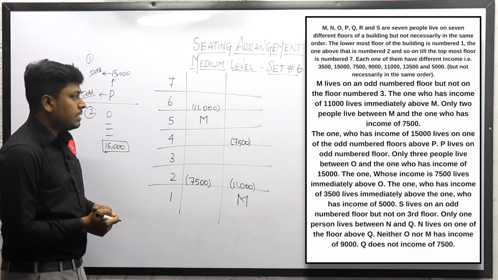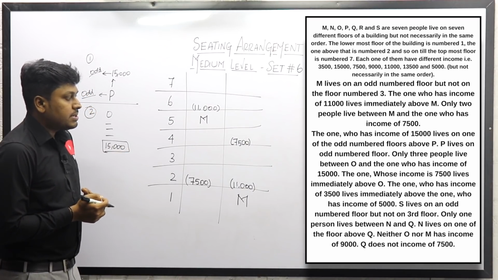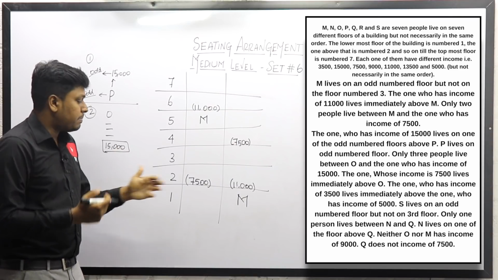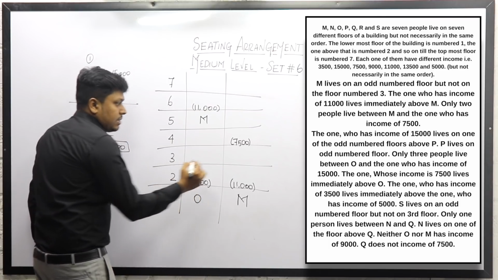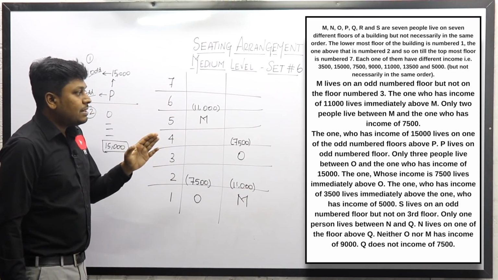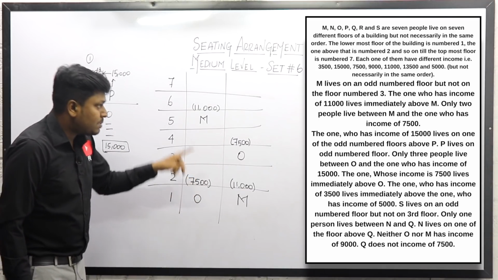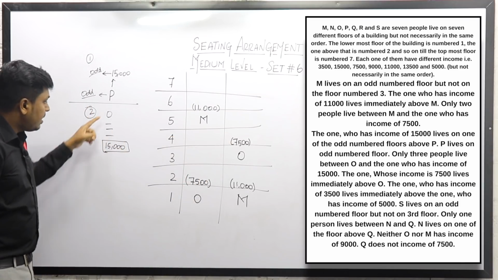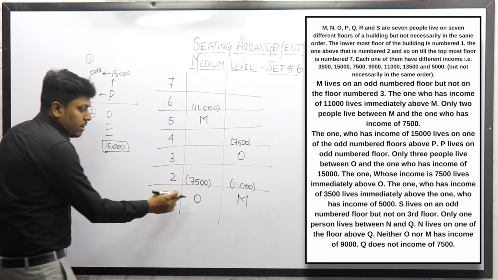The one whose income is 7,500 lives immediately above O. So immediately above O is the person who is getting a salary of 7,500. So surely we can fix O here, and similarly I can fix O here. Understood, friends? According to that point, we already fixed the person who has an income of 7,500, and this person lives immediately above O. So immediately above O we fixed it. And also we know that between O and the person whose salary is 15,000 there is a gap of 3 persons, right? So already we fixed O here.